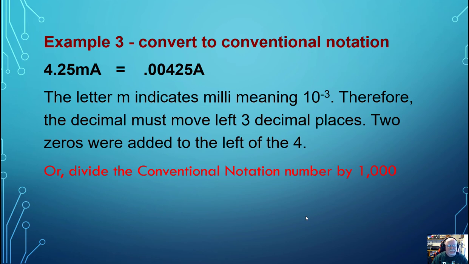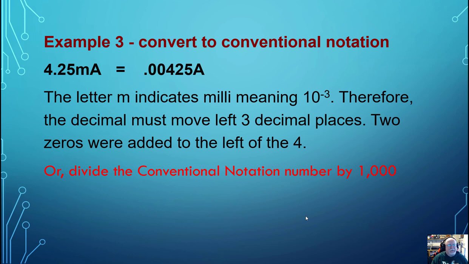Example 3, convert to conventional notation. 4.25 milliamps equals 0.00425 amps. And again, the metric prefix engineering notation form is a lot easier to write and to say. The letter M, lowercase m, indicates milli, meaning 10 to the negative third power.